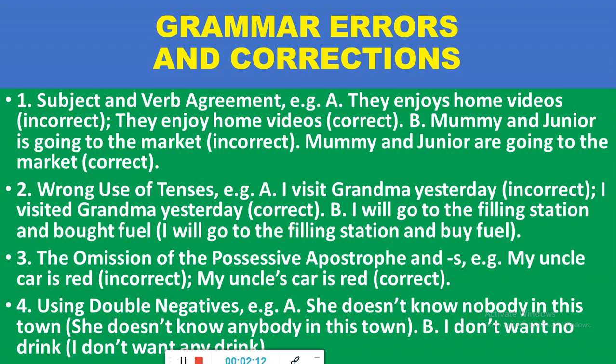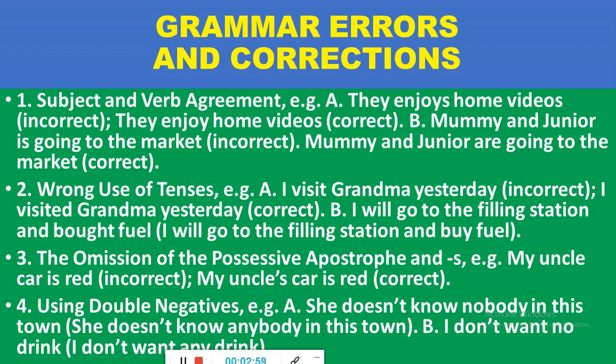The first one is subject and verb agreement. This is where a lot of grammar errors are committed. For example, "They enjoys home videos." This is incorrect. Can you analyze this sentence and tell us why it is incorrect? "They enjoys home videos." The correct thing is "They enjoy home videos," because "they" is a plural subject. "They" refers to two or more.